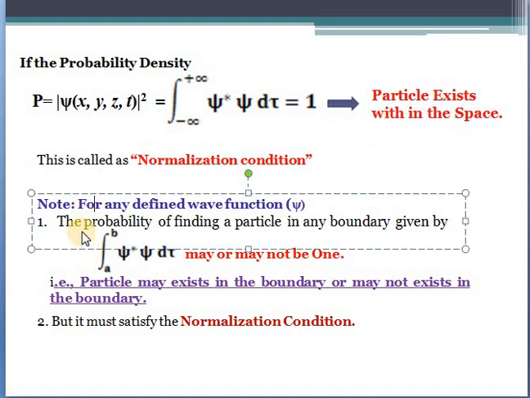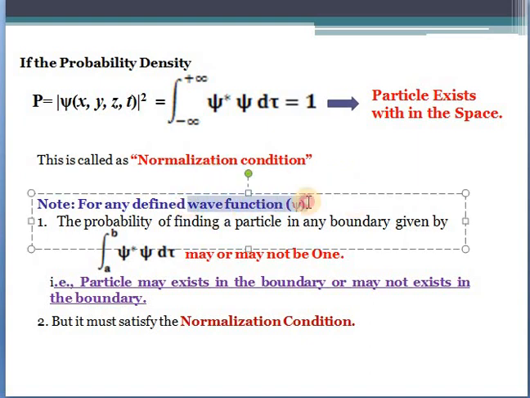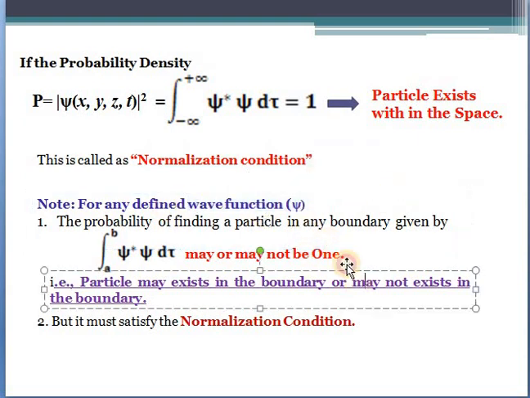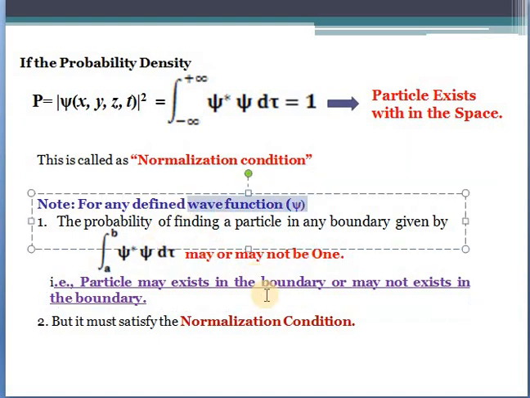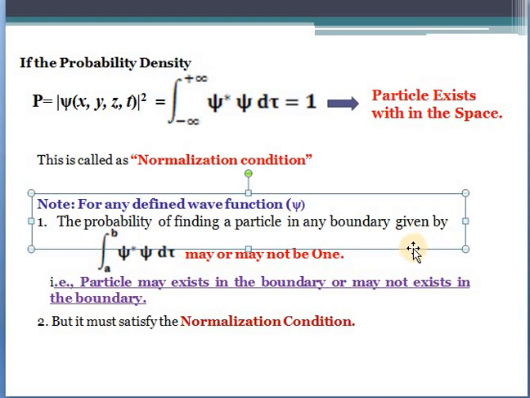Okay, remember, there are 2 points we have to remember clearly. For any defined wave function, you have chosen a quantum mechanical system, and you are supposed to have a particle within that quantum mechanical system, and you are defining the wave nature of that particle with a wave function psi, so that you will come across 2 things. One is, if you have defined your wave function such that within the boundary the probability of finding a particle, that is the integral A to B of psi star psi d tau, may or may not be 1. What does that mean?